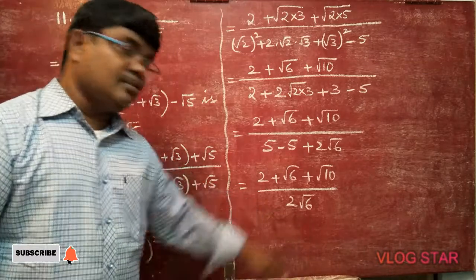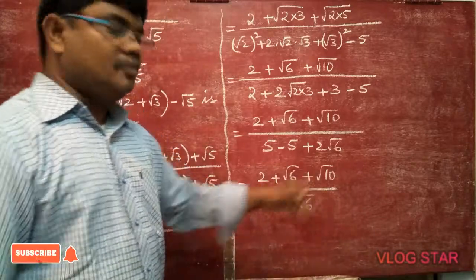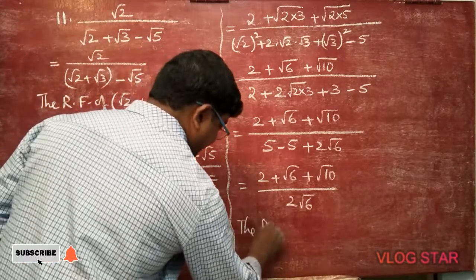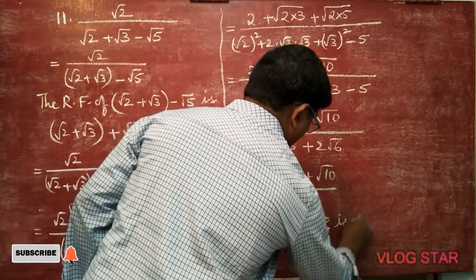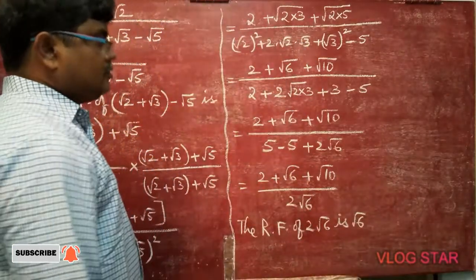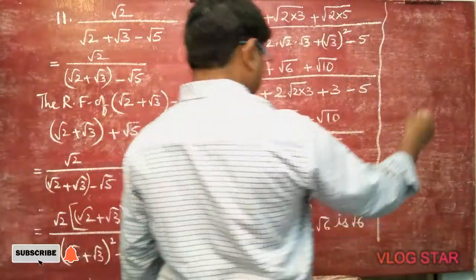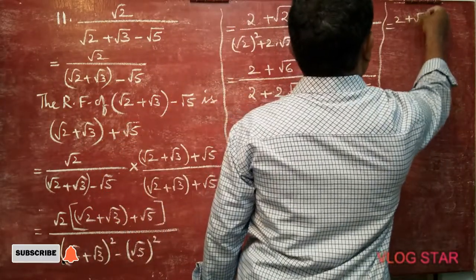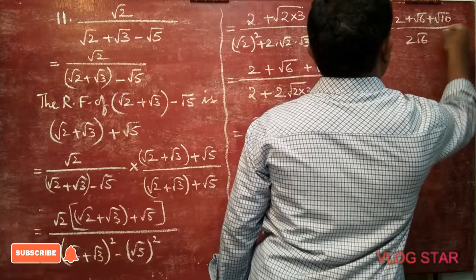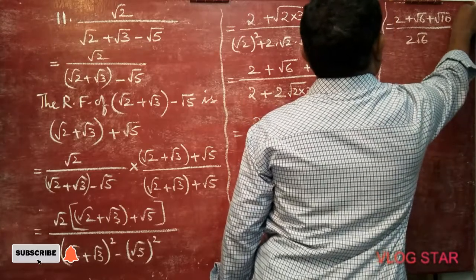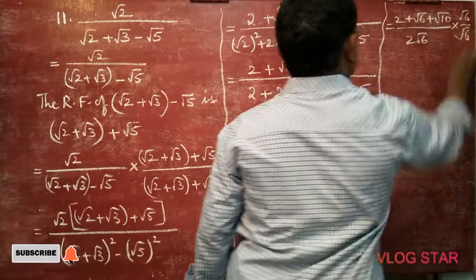They told us to rationalize the denominator. Did we rationalize? No, still we got irrational. So again with root 6 you are going to multiply. The rationalizing factor of 2 root 6 is root 6. With root 6 you are going to multiply both numerator and denominator. That is equal to 2 plus root 6 plus root 10 by 2 root 6, into root 6 by root 6. You are going to multiply.